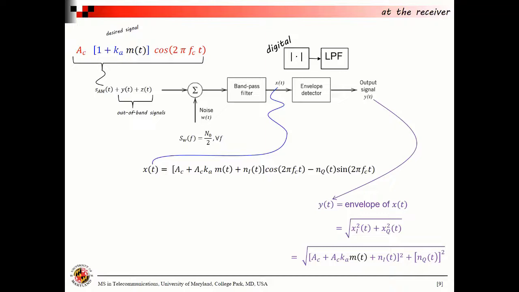We know what these components are. We have them just above there. The in-phase squared is going to be Ac plus Ac Ka M of t plus Ni, quantity squared. And the quadrature is going to be Nq, quantity squared. Now, in order to simplify this, we're going to have to make some assumptions.